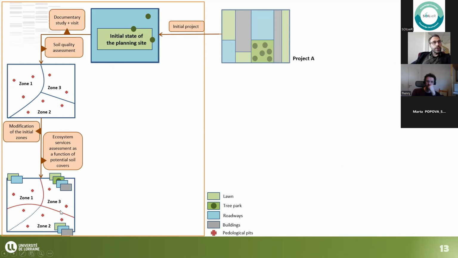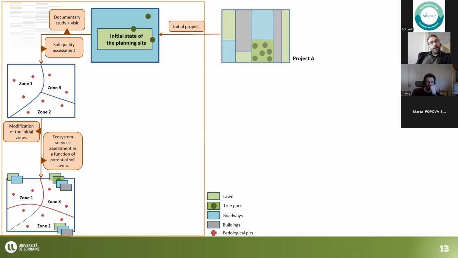And again, I put it simply, zone number 3, for example, could be compatible with every type of land use. On the contrary, for the soil from zone number 2, you could not consider having a tree park for now. Maybe because the soil is not fertile enough, not deep enough, I don't know, but for any reason, the soil in its actual state is not capable of having trees on it. And zone number 1 can only have some roadways or grasslands, again, for many different reasons.